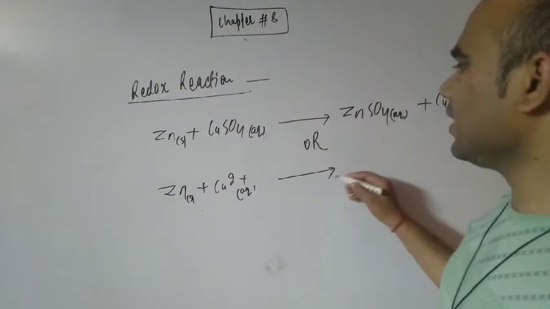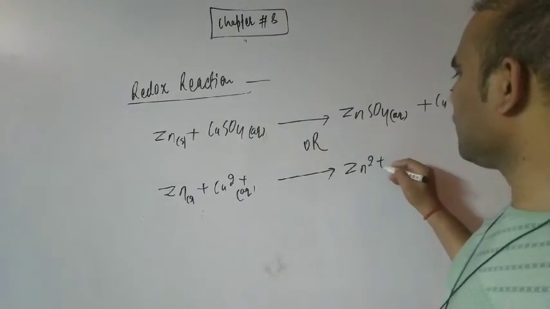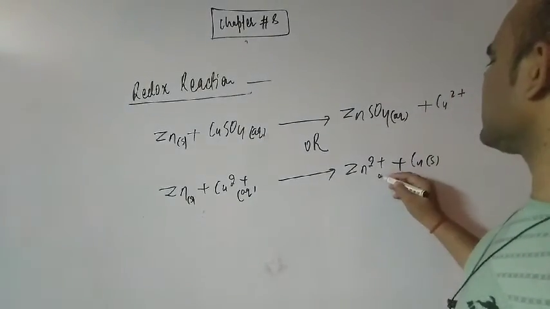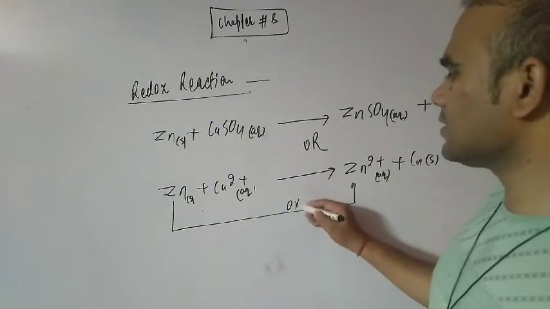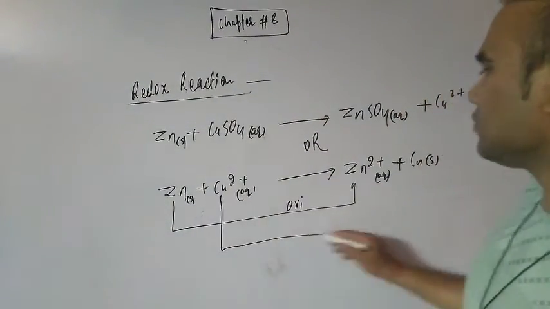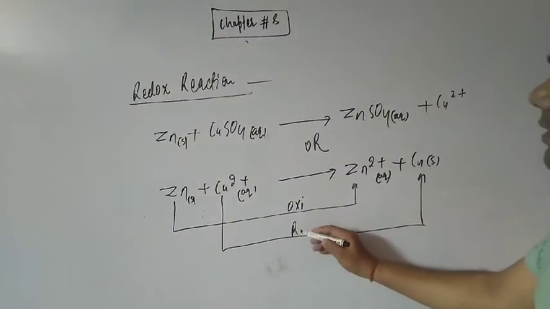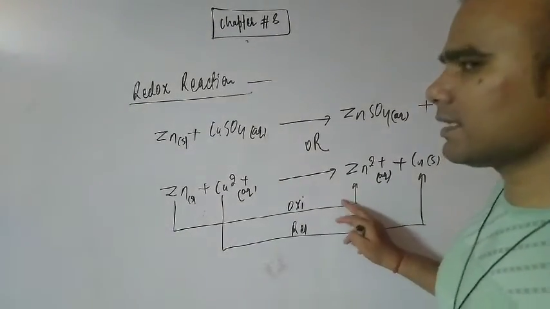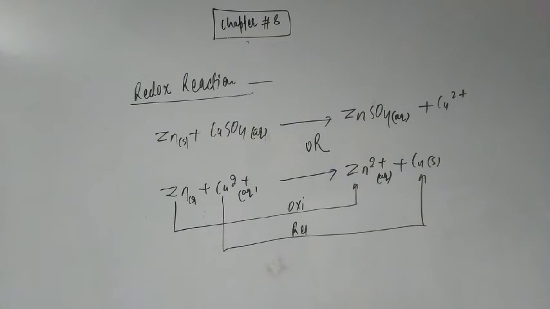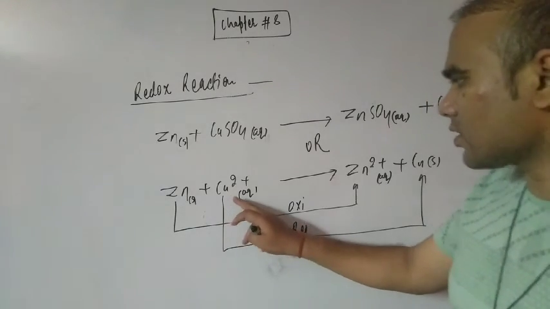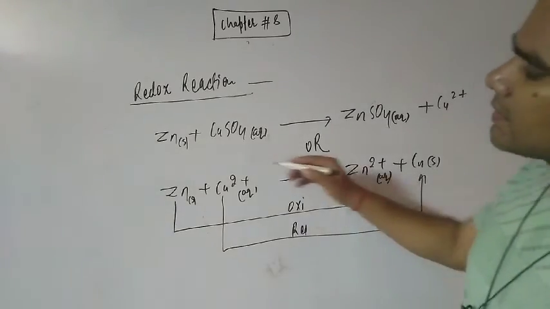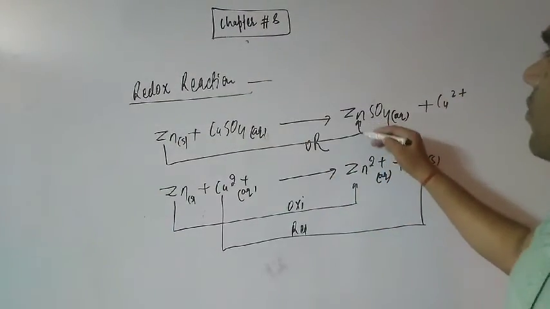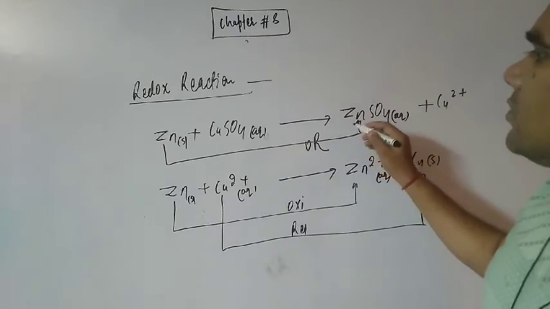And what is happening here, student, this is converting into Zn2+, and that is Cu solid, and this is the aqueous. So dear student, Zn to Zn2+, this is what is known as oxidation, and Cu2+ to Cu, this is what is known as reduction, because here loss of electron is taking place, student, loss of electron. So loss of electron is oxidation, and here if you see, this is copper 2+ to copper, gain of electron, that is reduction.